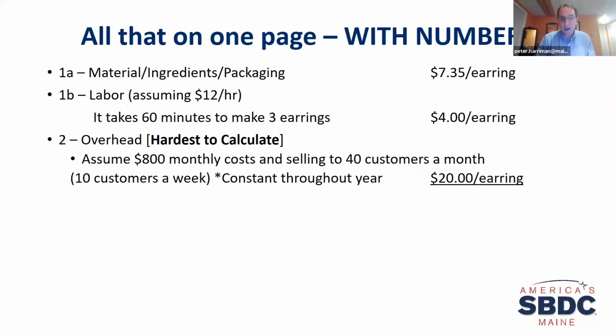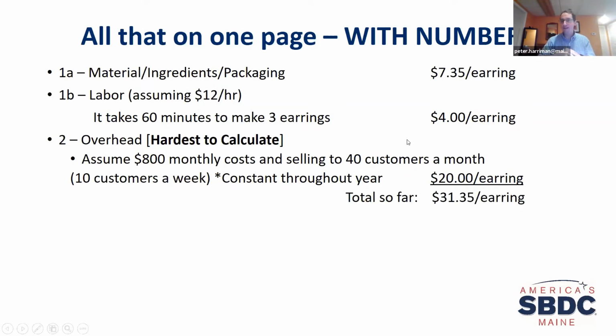Then we get to the overhead costs, right? And a lot of people like to break it down to monthly because they understand what their monthly costs are, and then they just convert it to annual. But let's say there's an $800 monthly cost and you're selling to about 40 customers a month, right? 10 customers a week, and it's constant throughout the year. And that's why I like the annual, is because it's not usually constant throughout the year. There's very much a seasonal cyclical pattern to most businesses. So if you do it annual, that gets rid of that pattern. But let's say it's constant throughout the year. So the indirect overhead cost is going to add $20 per earring, right?